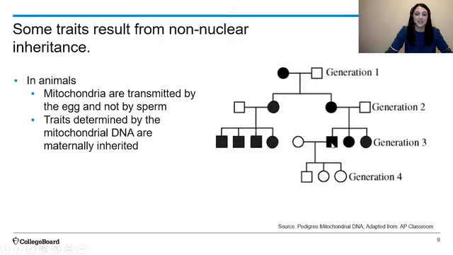And here we can see that we have an affected biological male, but that will not be transmitted to his offspring, because remember, the mitochondria are packaged in the egg and not the sperm. So he would not transmit that DNA onto his offspring. So we see this pattern of maternal inheritance here.